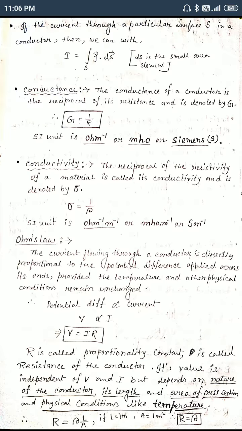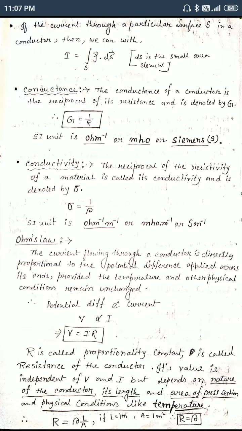Understood? And another factor is the nature of the material. Nature of the material is the intrinsic property of the material, and it is directly proportional to the resistance. It is an intrinsic property, not an extrinsic property. Understood? These are the factors on which the resistance of a conductor depends.